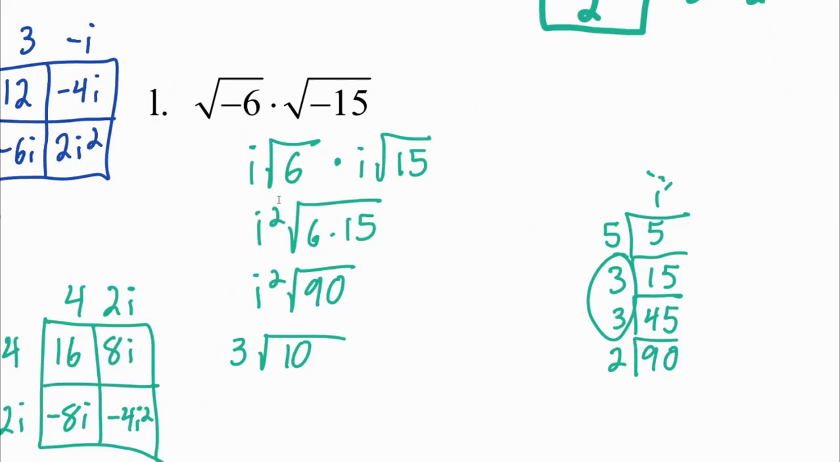And then again, we still have that i squared. But again, all i squared is a negative 1. So this simplifies to negative 3 square root 10. So that's why we want to take out those i's, because had we just multiplied from the beginning, we would have gotten a positive 3 square root 10, and that's not the same thing.